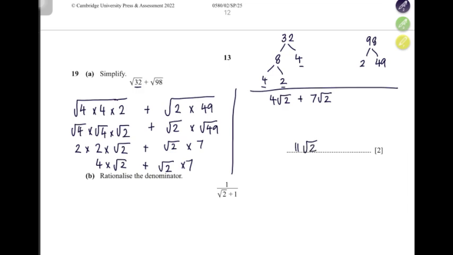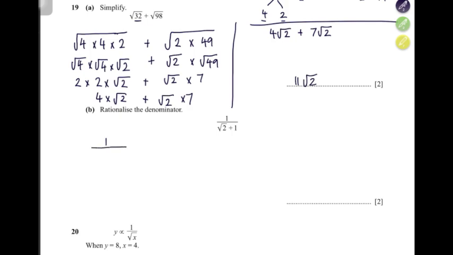Rationalize the denominator. 1 divided by square root 2 plus 1. Whenever we rationalize, we're supposed to multiply by this denominator, but instead of plus we put minus. So square root 2 minus 1 divided by square root 2 minus 1. What is this going to be? 1 into square root 2 minus 1 is going to be the same: square root 2 minus 1. Now here you're supposed to add brackets.